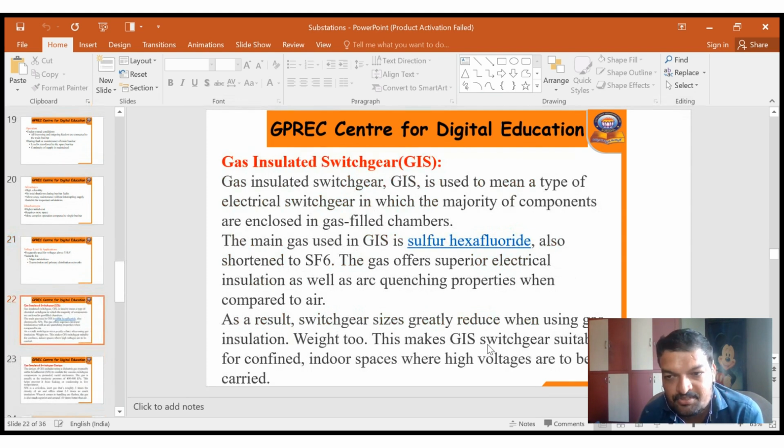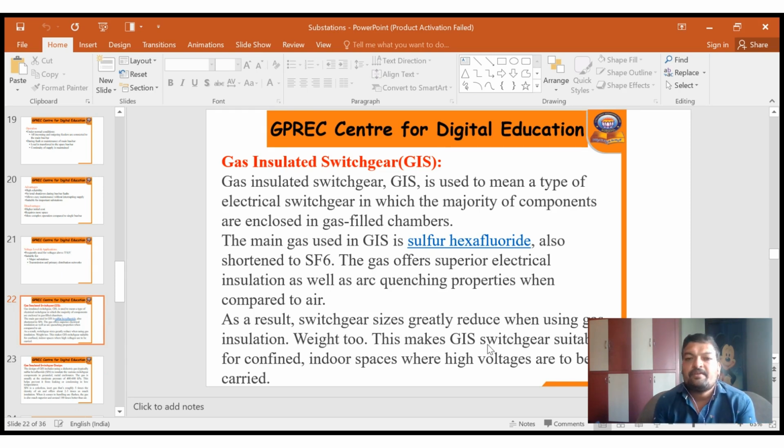Coming to the next substation, that is gas insulated switchgear. Gas insulated switchgear, or gas insulated substation, is used to mean a type of electrical switchgear in which the majority of components are enclosed in gas-filled chambers. The name indicates that the insulating media here is gas. The main gas used in a gas insulated substation is sulfur hexafluoride. The type of circuit breaker we have is SF6, and in the gas insulated substation too, the main gas used is sulfur hexafluoride.